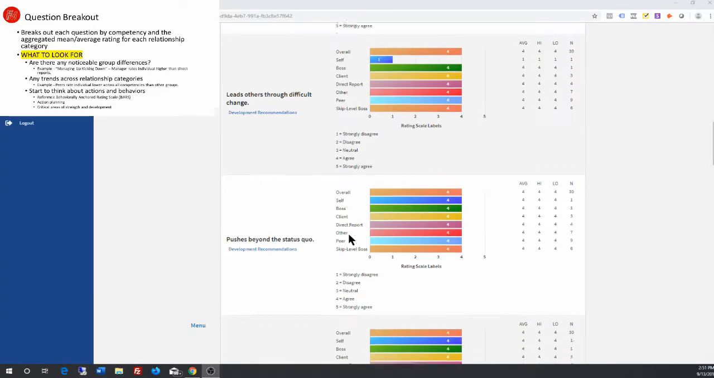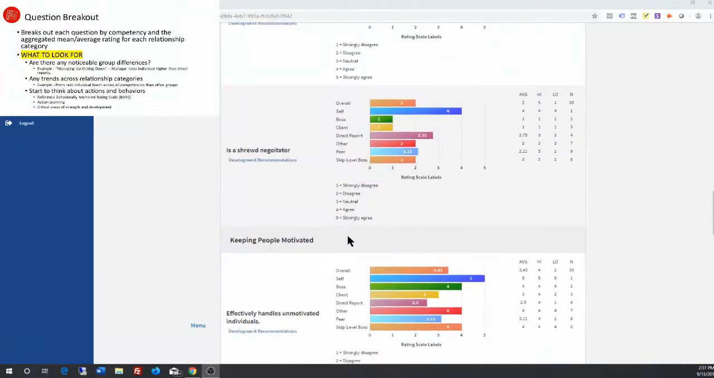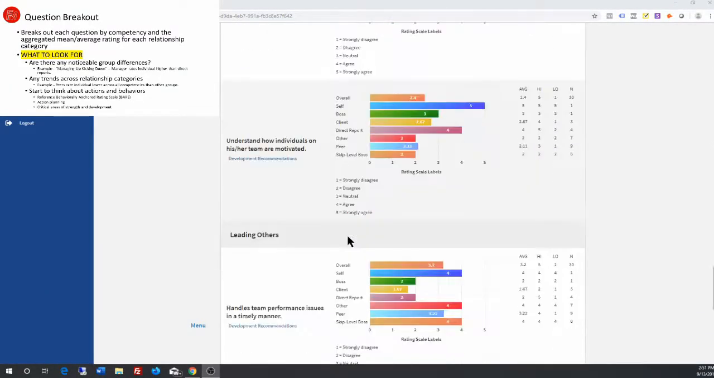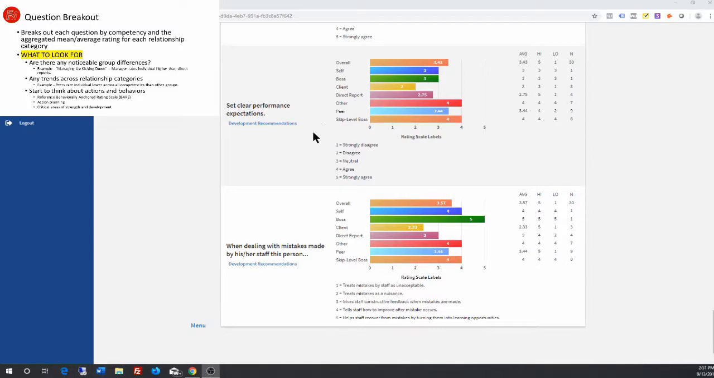And here's what the question breakout section looks like, and we'll take a look at an example of a behaviorally anchored rating scale. If we look at these two questions here, "sets clear performance expectations" used a standard strongly disagree to agree 5-point scale. But if we look at this question here, "when dealing with mistakes made by staff," we can see that this is a behaviorally anchored rating scale. What that means is that all of the points 1, 2, 3, 4, and 5 have different behavioral anchors.